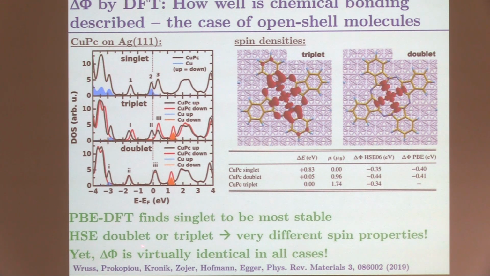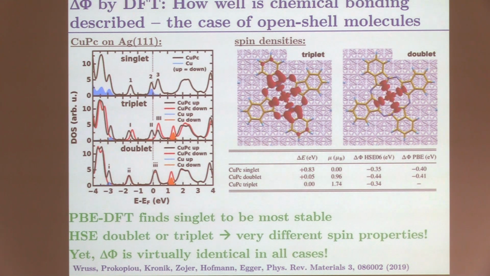With HSE, we find the doublet and the triplet to be very close in energy, but they have very different spin properties, comparing themselves and comparing to the singlet. Now, it's interesting when we look at the table. We see that the work function we find for singlet, doublet, and triplet in PBE and in HSE are very much the same. So in this case, I have a system where my spin properties are very different, but the charge transfer itself seems to be very similar, so that the work function modification in the end is also very similar.